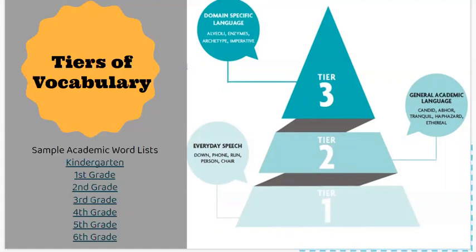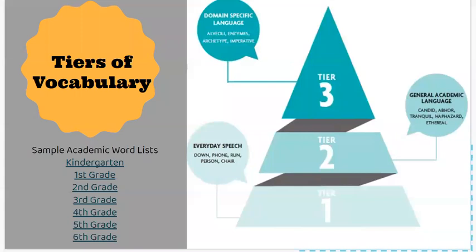Tier 2 also includes words that take those tier 1 words a step further. For instance, a student might know the word salesman. That would probably be a tier 1 word, or, you know, checkout girl, maybe they know that. That would be tier 1. But do they know the word merchant? Maybe not.